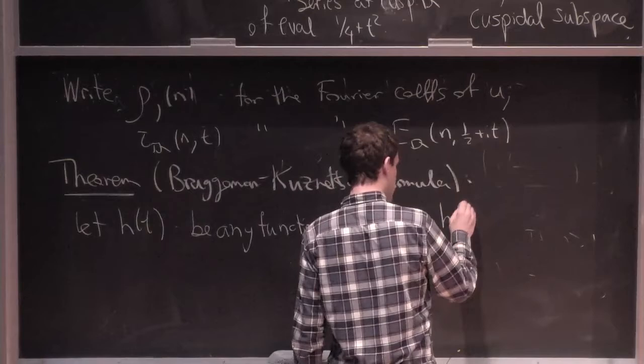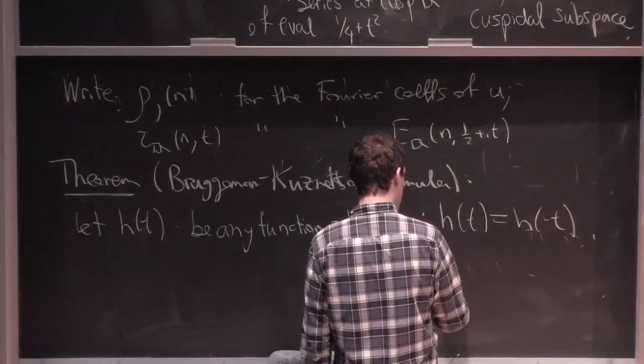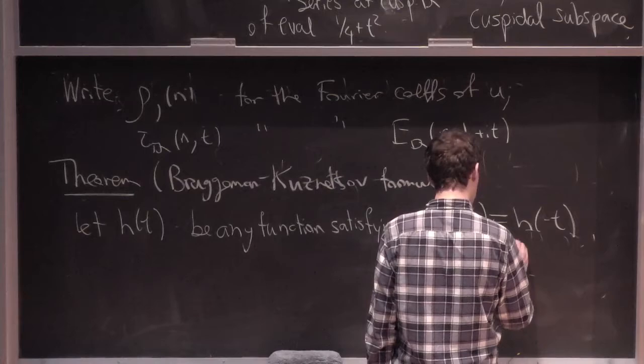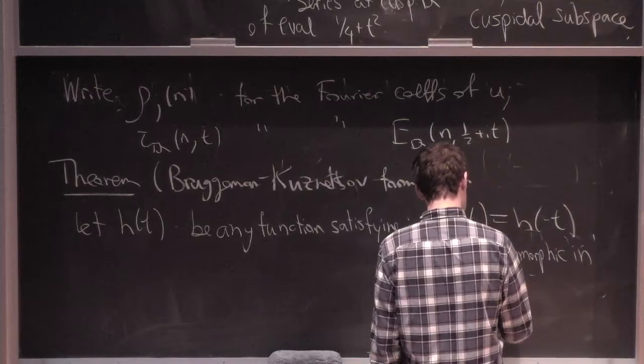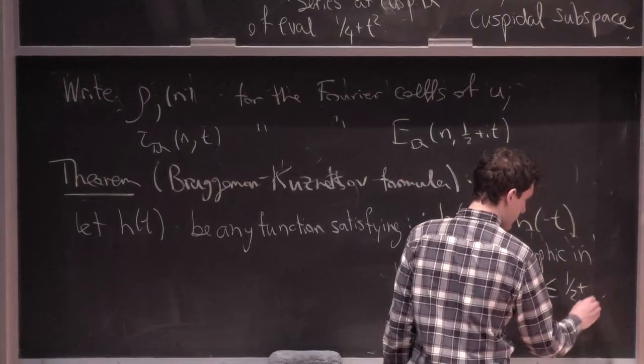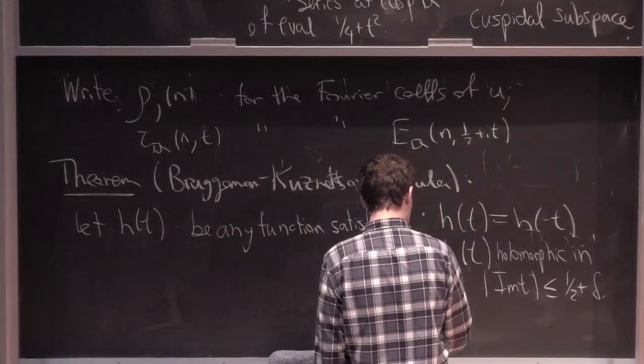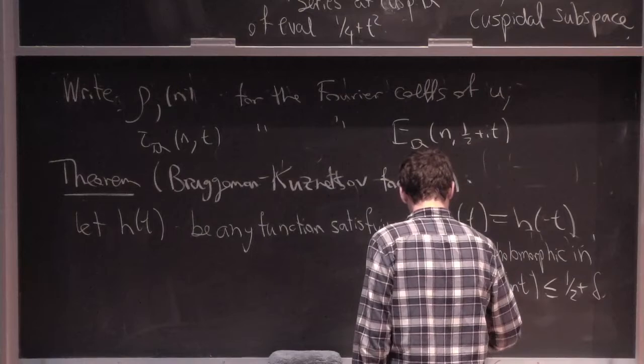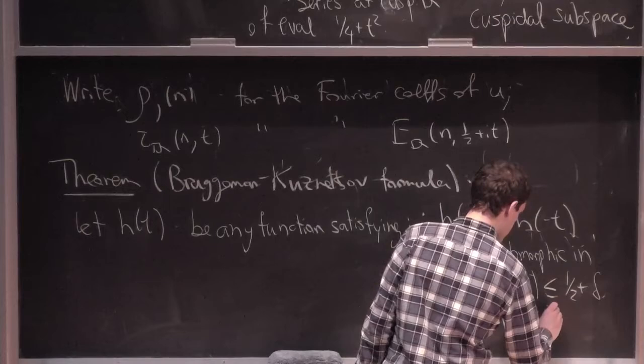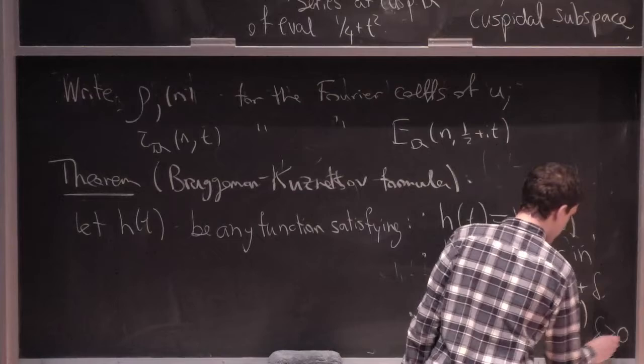So I'll ask that it be even. I'll ask that it be actually holomorphic in a horizontal strip, so in the imaginary part of t just being slightly bigger than width 1/2 or radius 1/2. And then I'll also ask that it has enough decay to converge. So h(t) is bounded by something like (1 + |t|)^(-2 - delta), where delta is some fixed positive number. OK, so then, finally, I can write the formula.